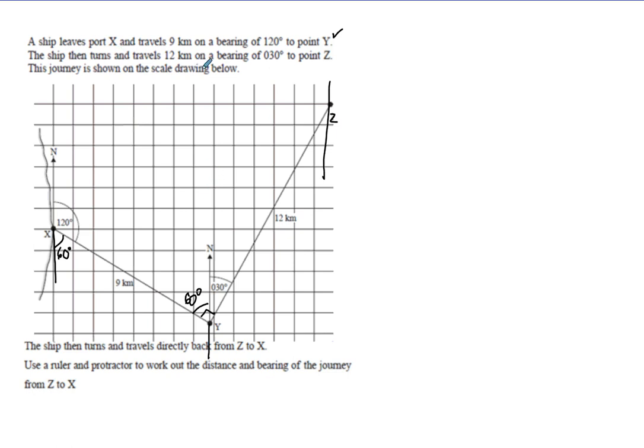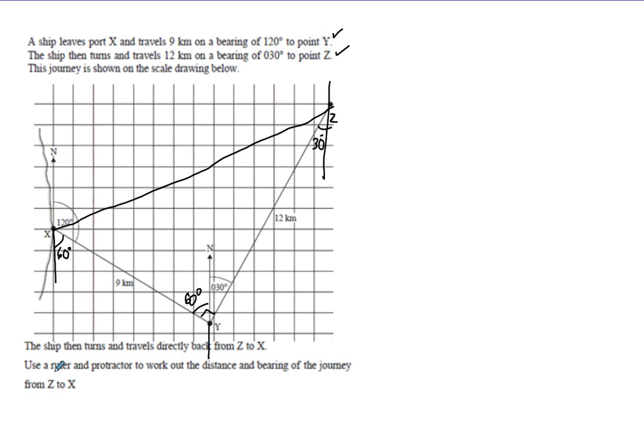The ship then turns and travels 12 kilometers on a bearing of 30 to point Z. Okay, so again, can you see by drawing your norths and your souths, you can see we've got a Z there, so that's 30. All right, yeah, cool. Okay, the ship then turns and travels directly back from Z to X. I prefer drawing my straight line that way. Yeah, so we're looking for that distance there, presumably.